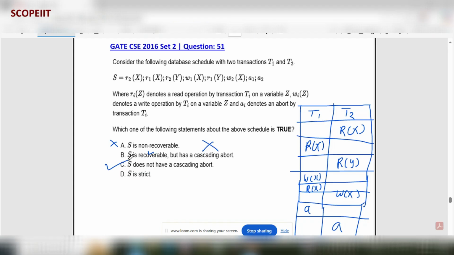Now here we'll check option D as well. Why is option D not true? Because if you see in the image, after W of X, before T1 commit, after W of X they are writing it, and after T1 commit, before T2 has also written X. So that means it is not a strict schedule. Got it? So the correct answer for this question was option C. I hope it's clear. Next.